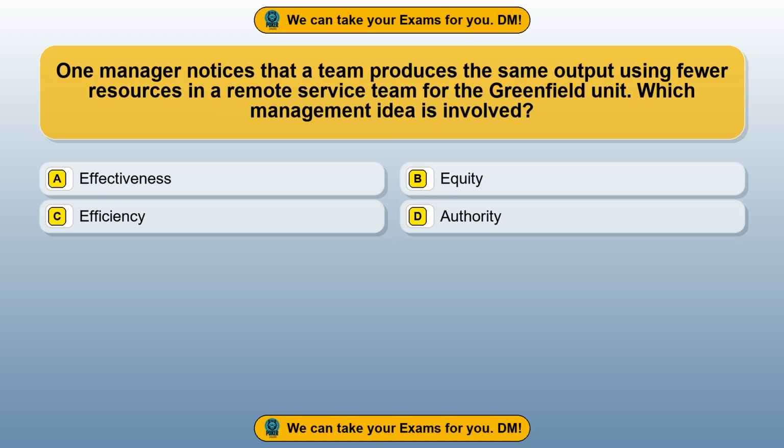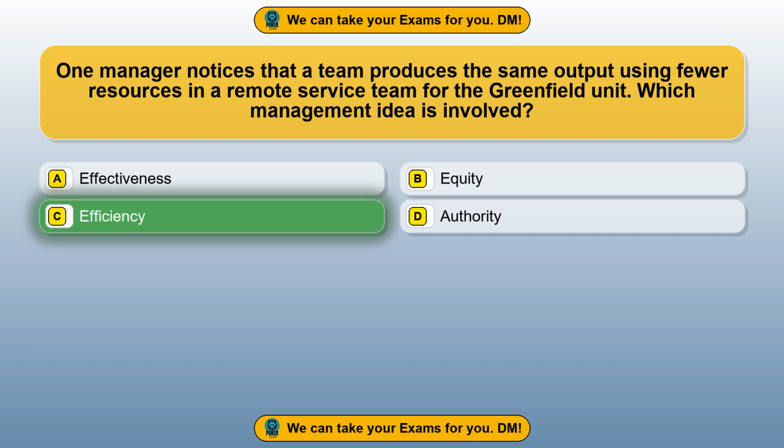Question 14. One manager notices that a team produces the same output using fewer resources in a remote service team for the greenfield unit. Which management idea is involved? Option A, effectiveness. Option B, equity. Option C, efficiency. Option D, authority. The correct answer is option C, efficiency.